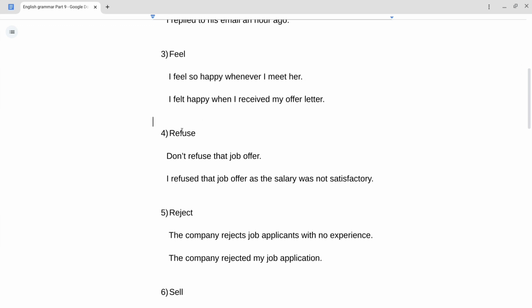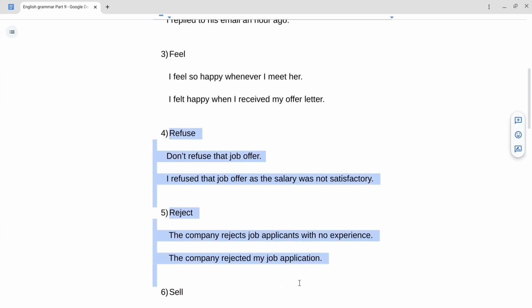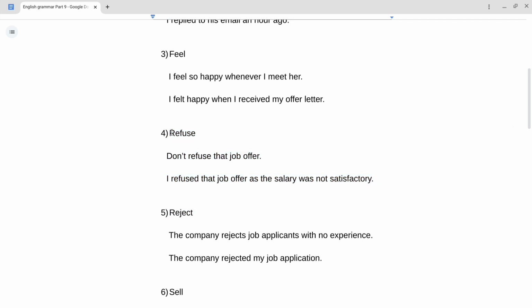Again, number 4 and number 5 are kind of related. Refuse and reject. Kind of same meaning here, but the context is different. Let us look into refuse first. Most people have a confusion regarding these words. So, we will discuss refuse first. Then, we will go to the explanation regarding reject.